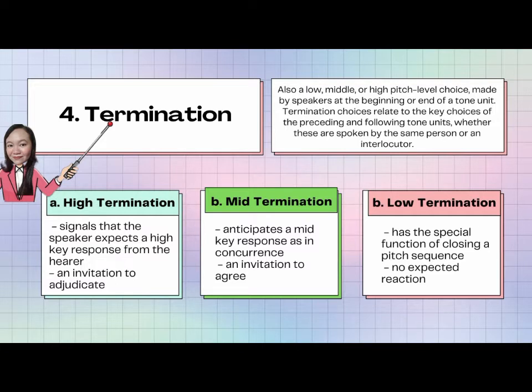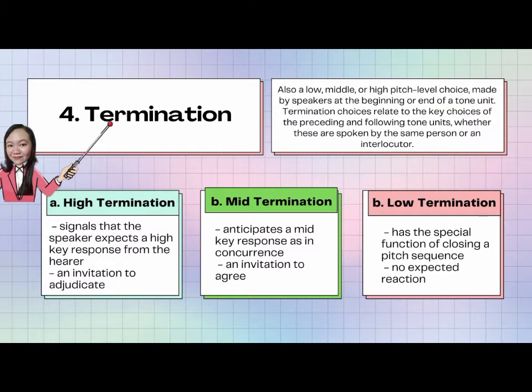It is also a low, middle, or high pitch level choice made by speakers at the beginning or end of a tone unit. So termination choices relate to the key choices of the preceding and following tone units, whether these are spoken by the same person or an interlocutor. It is further classified as high, mid, and low termination. High termination signals that the speaker expects a high key response from the hearer. Mid termination, on the other hand, anticipates a mid key response as in concurrence. Lastly, low termination has the special function of closing a pitch sequence.